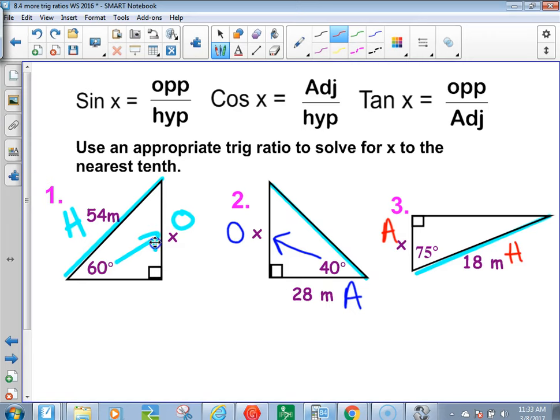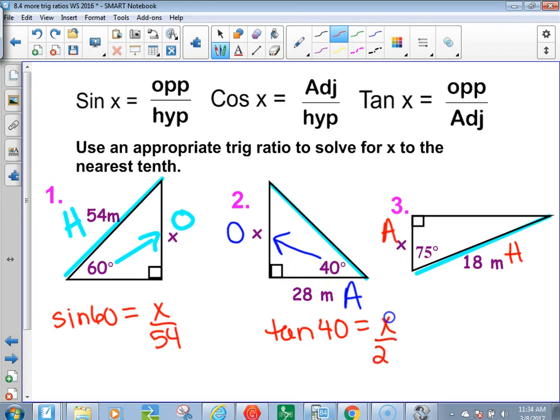So which one? OH is going to be sine for number 1. Opposite over adjacent is going to be tangent for number 2. And finally, the third one is going to be the cosine. Cosine of 75 equals x over 18. And none of those makes you divide so far.